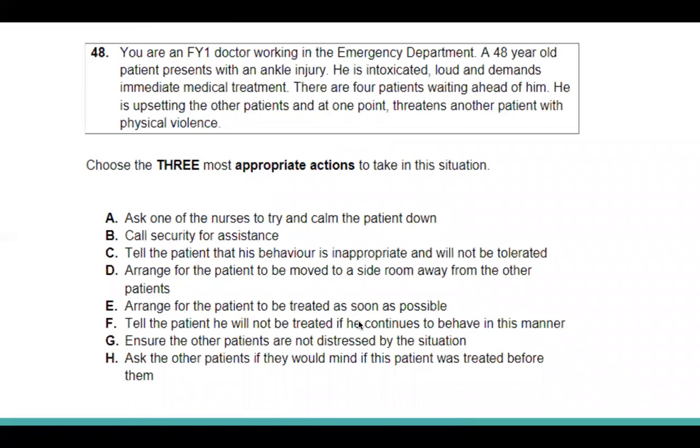This is a multiple choice question, so best of 3. You are an FY1 doctor working in the emergency department. A 48-year-old patient presents with an ankle injury. He's intoxicated, loud, and demands immediate medical treatment. There are 4 patients waiting ahead of him. He is upsetting the other patients and at one point threatens another patient with physical violence. Choose the 3 most appropriate actions to take in this situation.